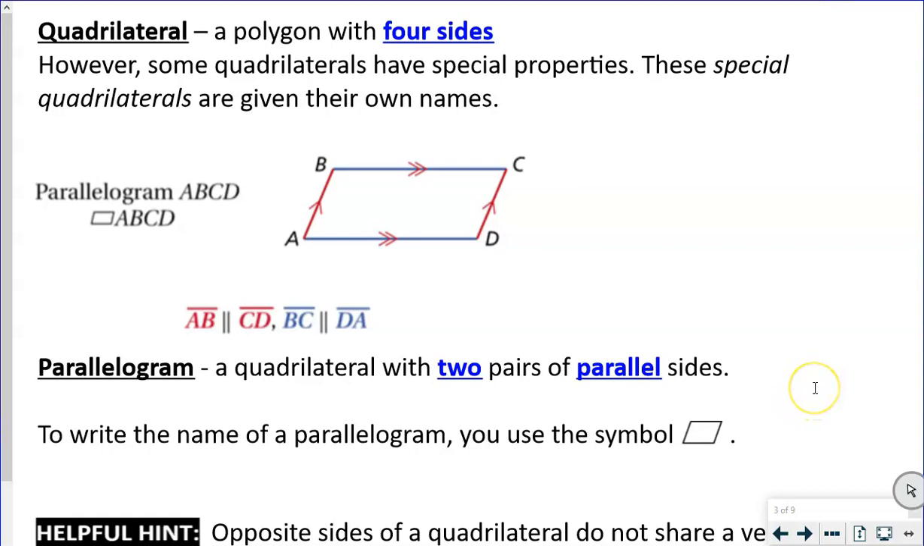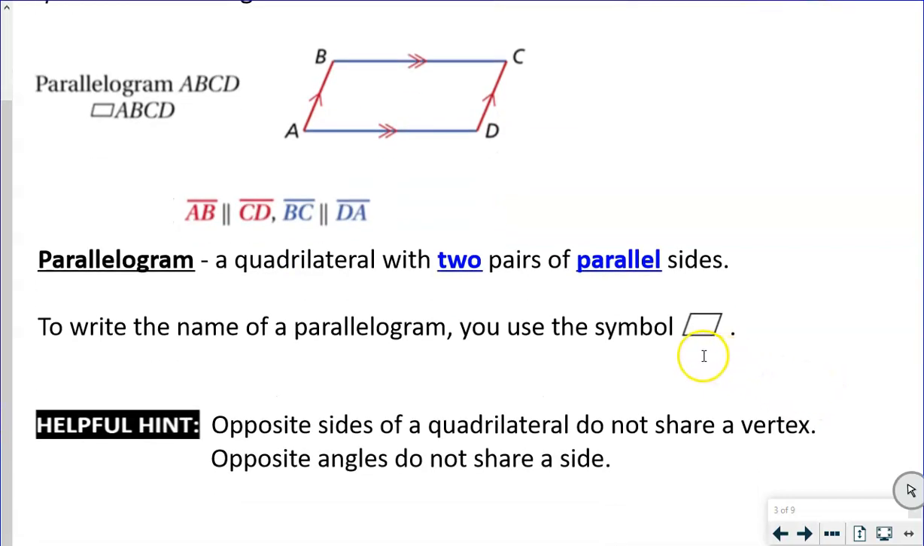Now, to write the name of a parallelogram, you're going to use the parallelogram symbol, okay? So here's a helpful hint. Opposite sides of a quadrilateral do not share a vertex, obviously. Opposite sides here. So notice we've got A and D for this side, and we've got B and C up there. So they don't share a vertex, right? So that's what it's talking about.